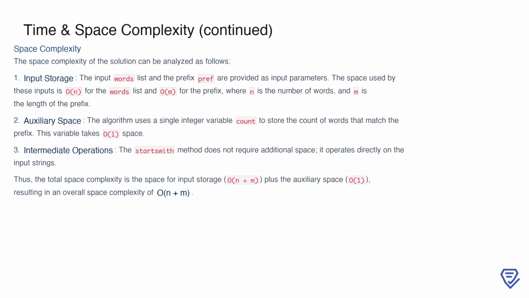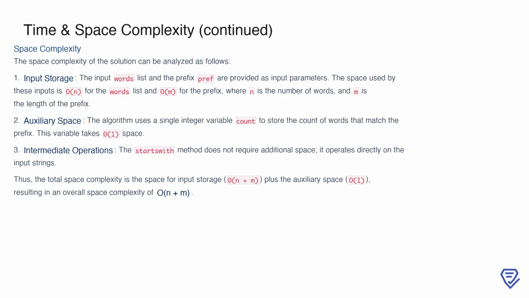The space complexity of the solution is determined by input storage, auxiliary variables, and any intermediate operations. For input storage, the words list and the prefix pref are provided as inputs. The space required for these inputs is n for the words list and m for the prefix, where n is the number of words and m is the length of the prefix.